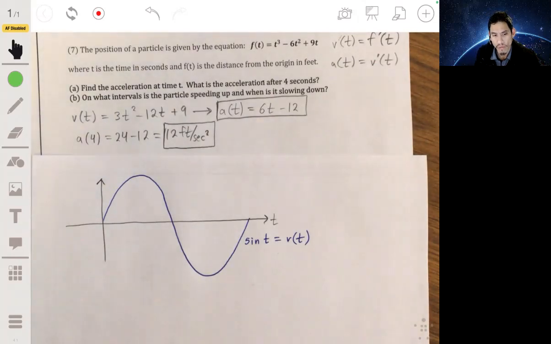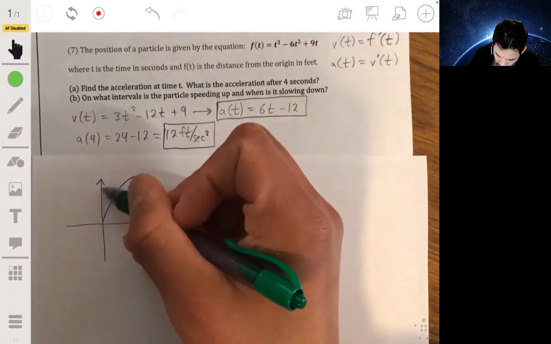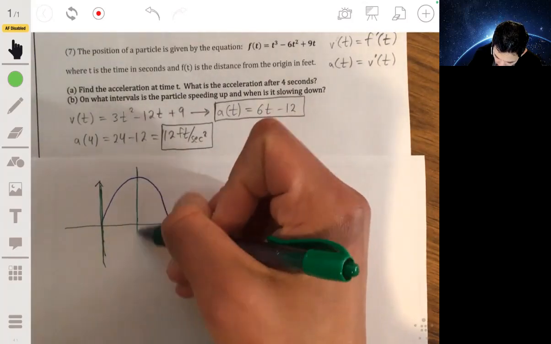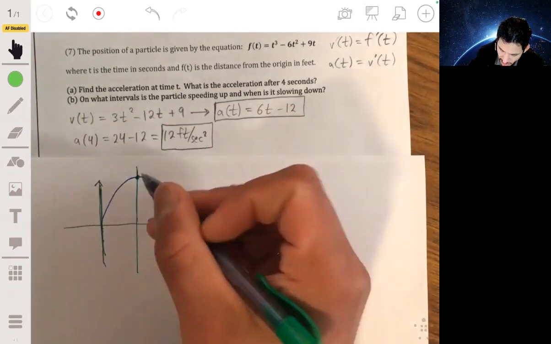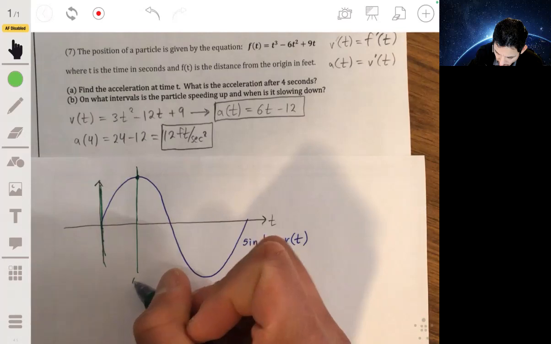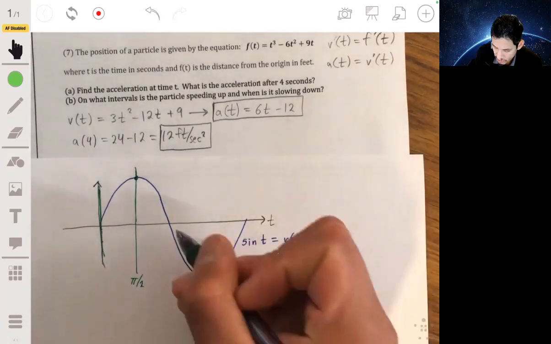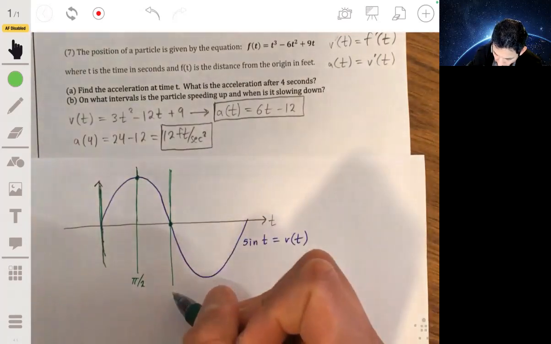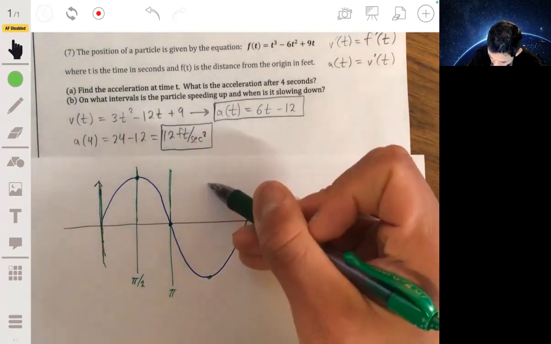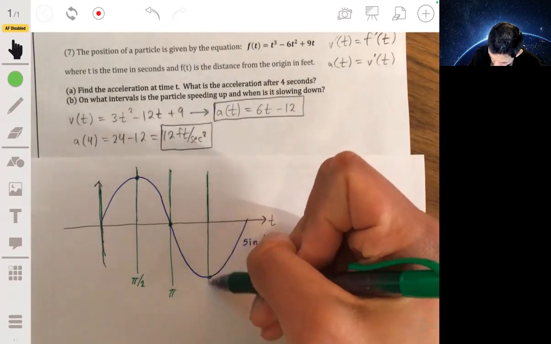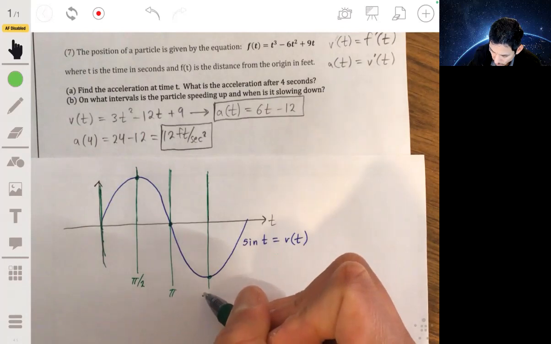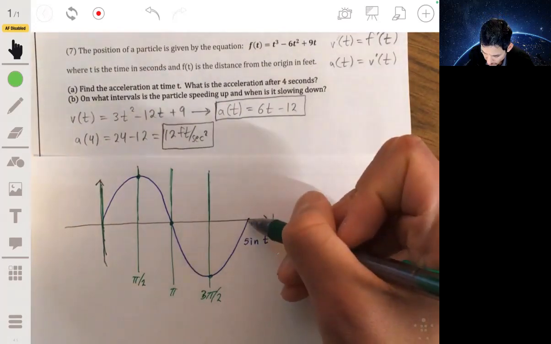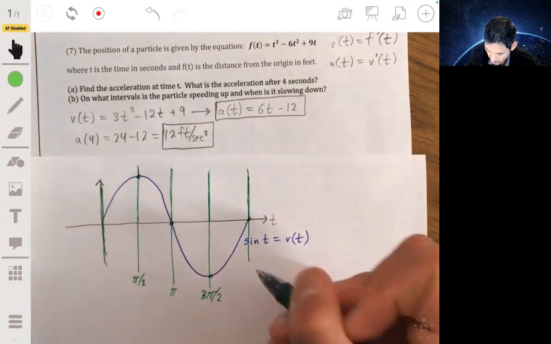And what we want to do here is break this graph up into 4 intervals, starting at 0, another one at the peak here, or when t is pi over 2, another one here when t is pi, and another one here when t is 3 pi over 2, and then the final one over here when t is 2 pi.